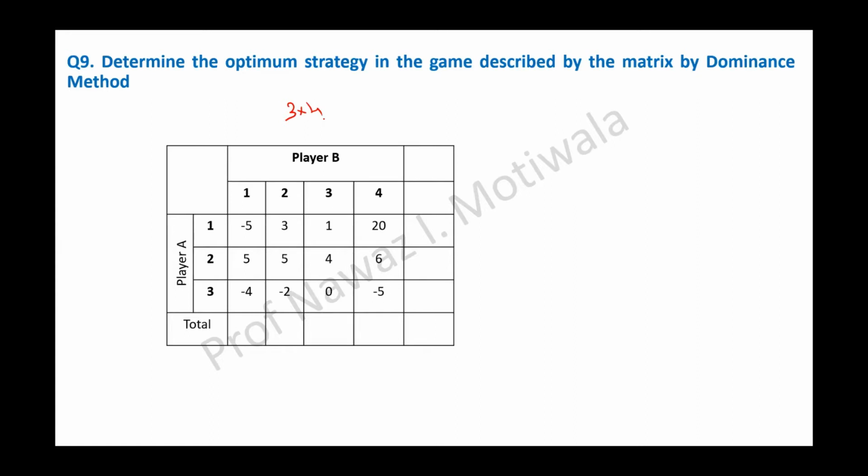For that I have told you just a trick for which row to compare: you have to do the total. That will make it easy. If I do the total, first row I am getting 19, second row 20 and third row minus 11. So it is very obvious that we have to compare this minus 11 row with this row. Compare minimum with maximum. Here you can see minus 4 is less than 5, minus 2 less than 5, 0 less than 4, minus 5 less than 6. So all the values of row 3 are less than all the values of row 2.